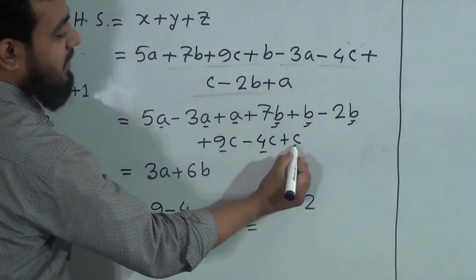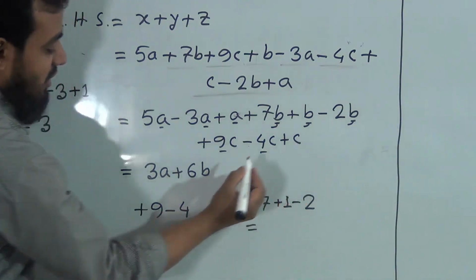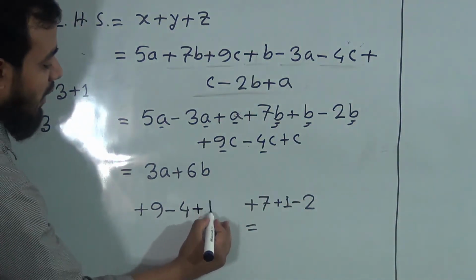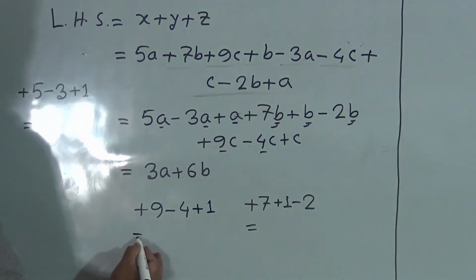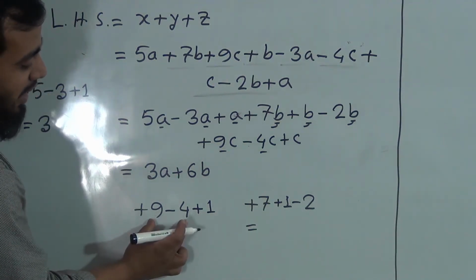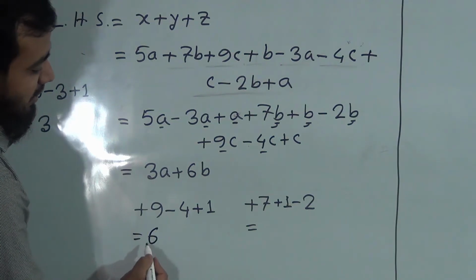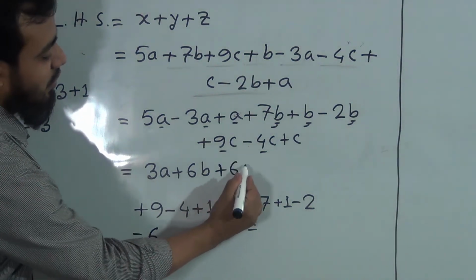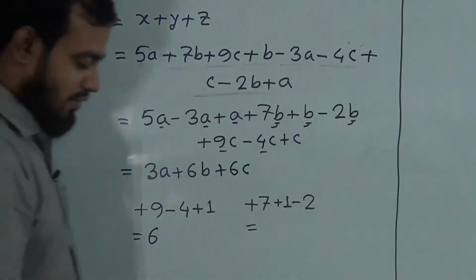Now plus 1 is the last coefficient of this c. That is why we should write down plus 1 as our last numeral. So 9 minus 4, it will be 5. This 5 plus 1, it will be 6 again. It will be plus 6c as our variable.